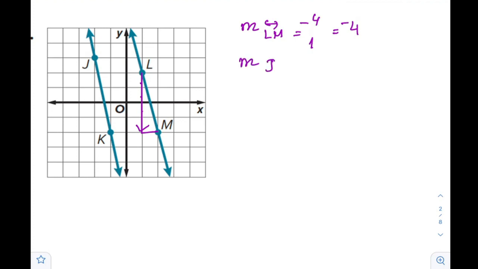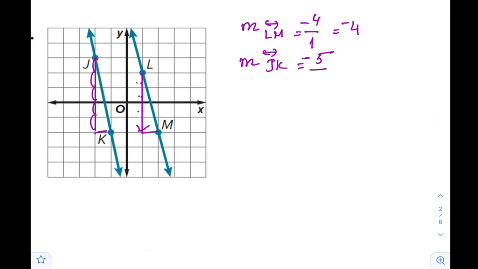Slope of JK, exactly the same way, going 1, 2, 3, 4, 5, negative, over a run of 1, it is -5. So it's not the same as we were expecting. This is -5 and this is -4.